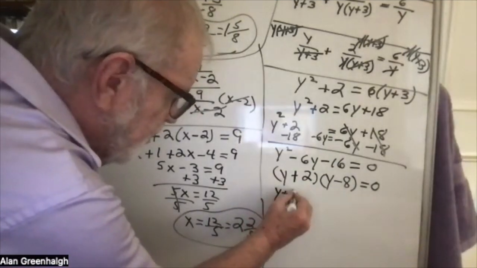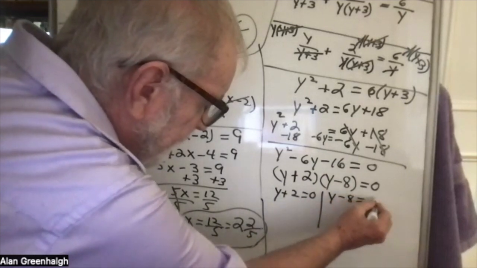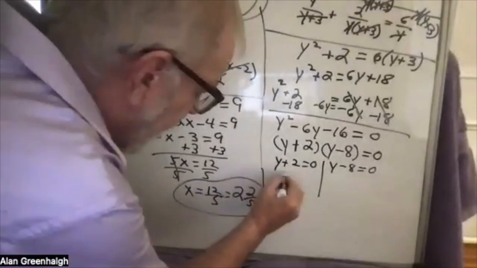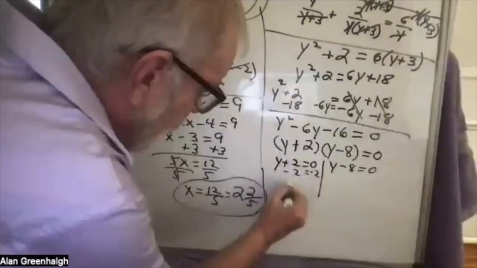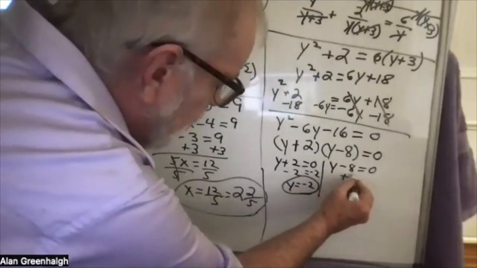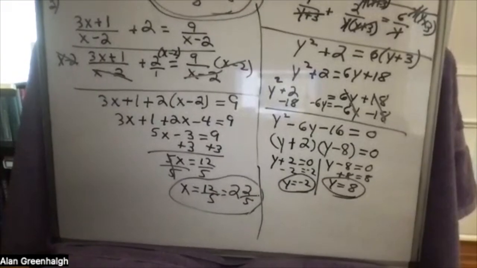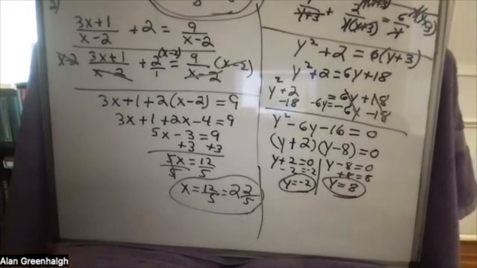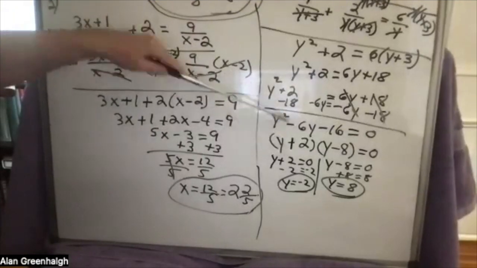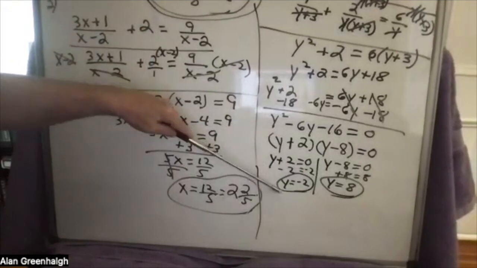Set each factor equal to 0, just as we would normally solve a quadratic equation. And this becomes y equals negative 2. This becomes y equals 8. I'm just going through this in my mind. It's very positive that this can be factored into that. When I saw this, I said, I'm definitely doing this right. And then I got these answers.